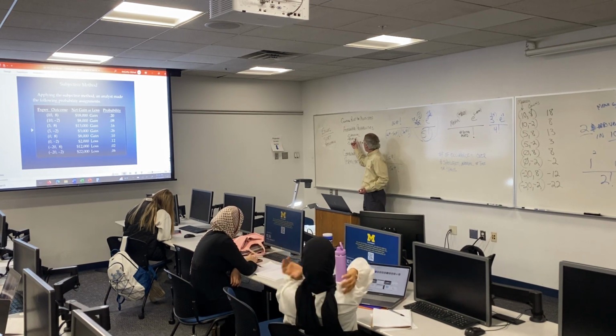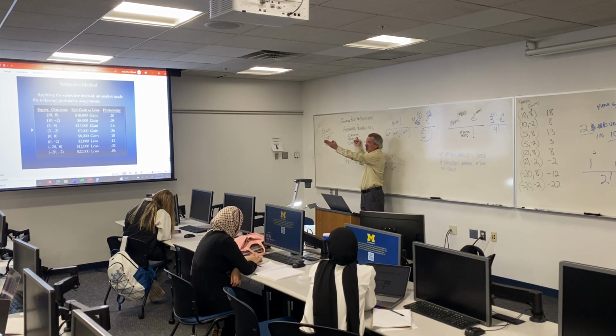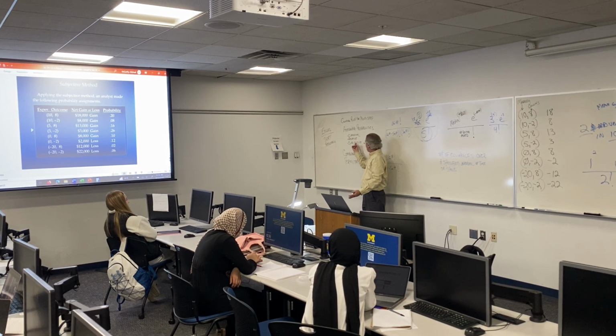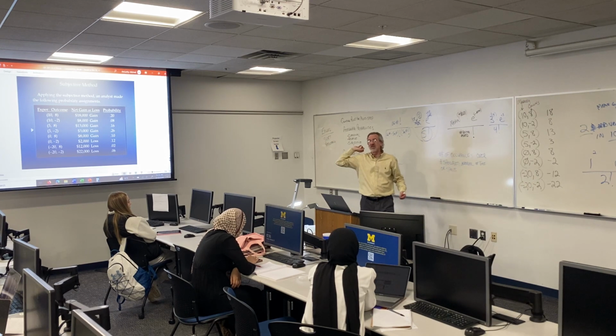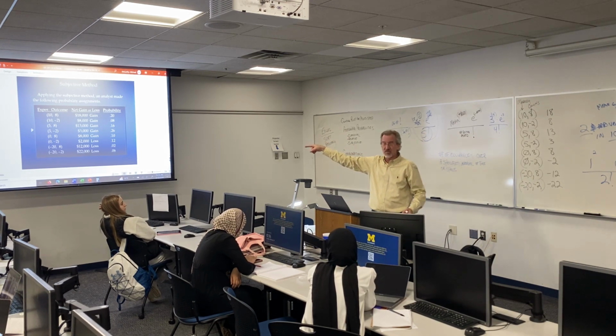But for classical, if I ask you to do classical, you gotta know to divide, that there's 8 of them, 1 divided by 8 for each one. But if it's subjective, I'm giving you those probabilities. And let me give you a hint right now. I'm giving you these probabilities.